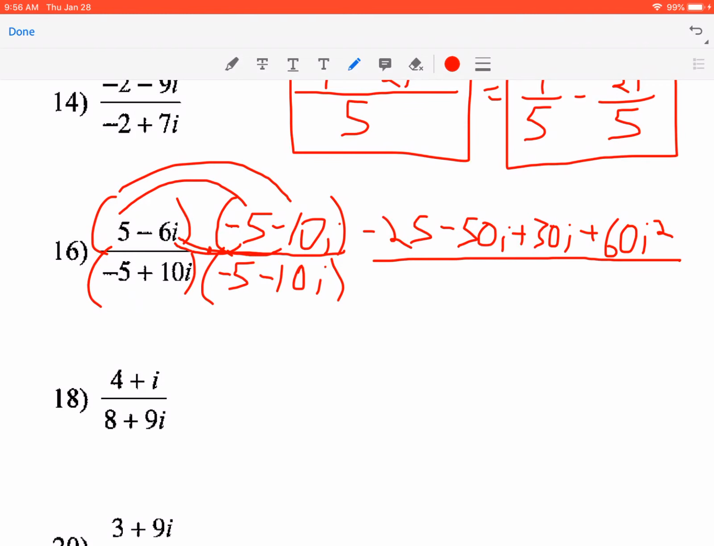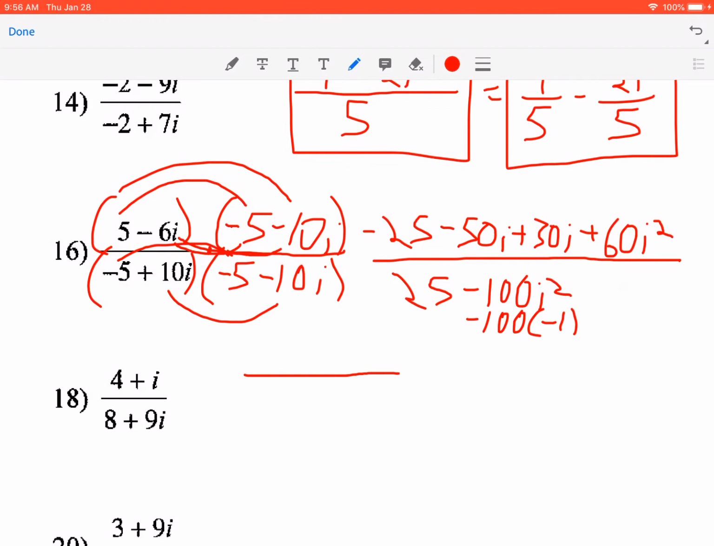You do not need to do all of FOIL on the bottom because this is difference of squares. Negative 5 times 5, that's 25. 10i and a minus 10i, shouldn't that be minus 100i squared? But if i squared is a negative 1, it's really negative 100 times a negative 1. Isn't it plus 100? So it's really 25 plus 100 on the bottom. So on the bottom, you should have 125.